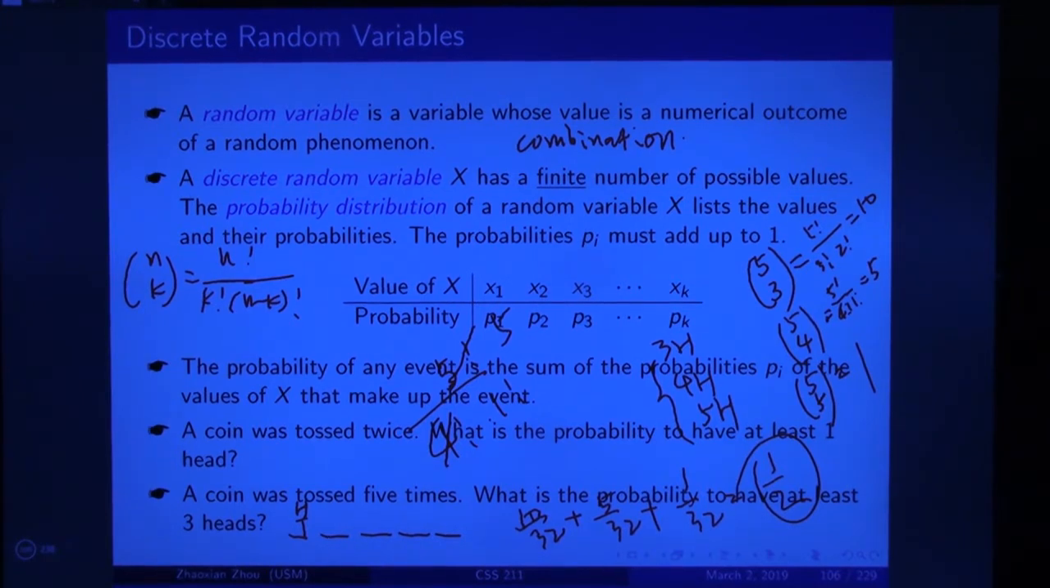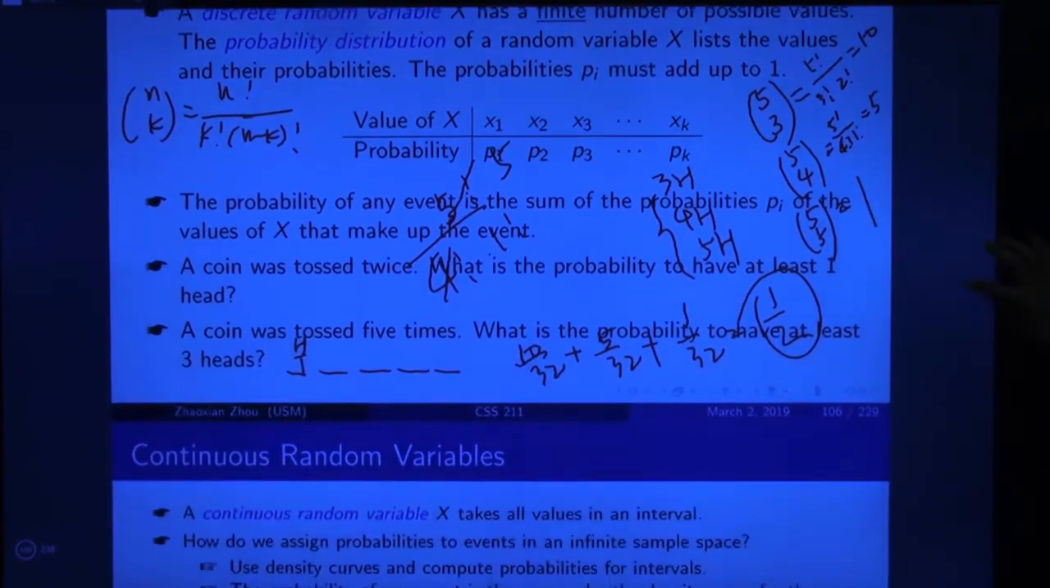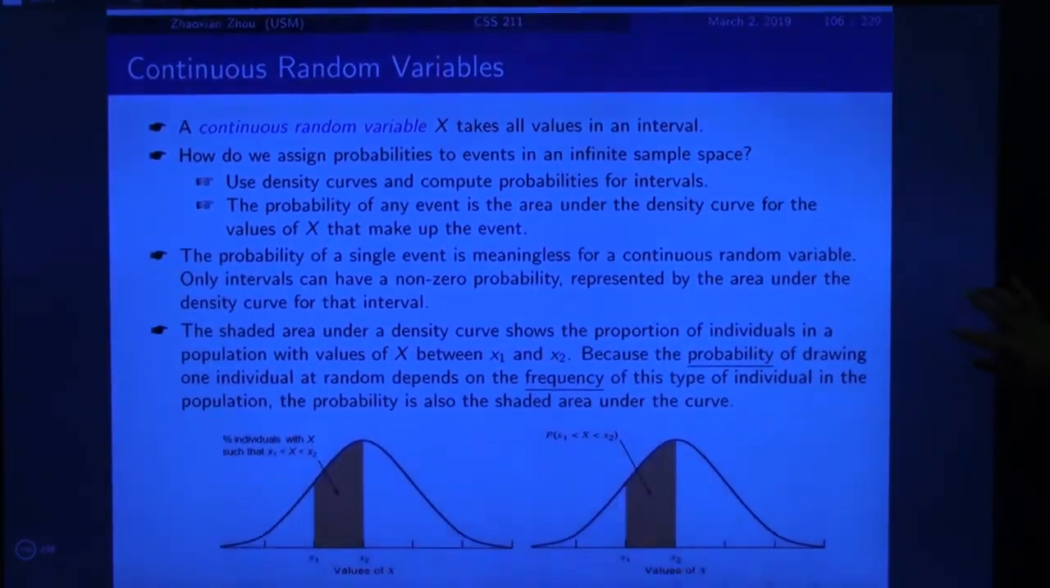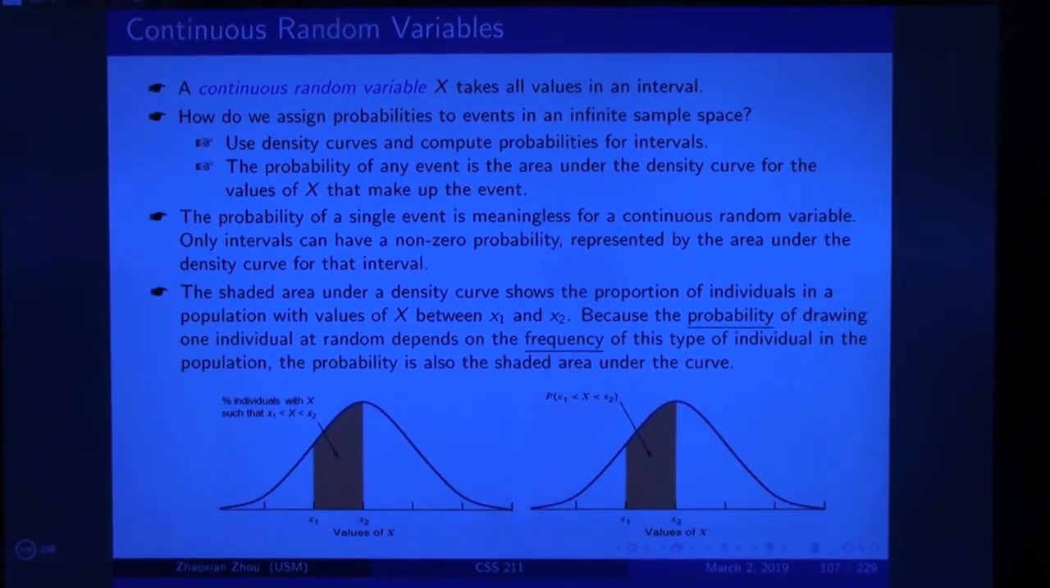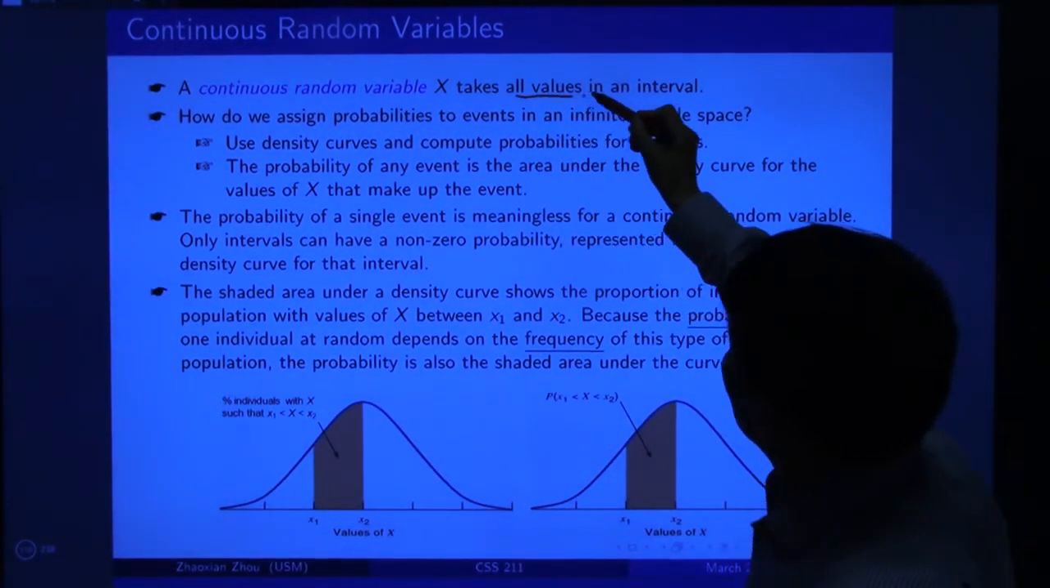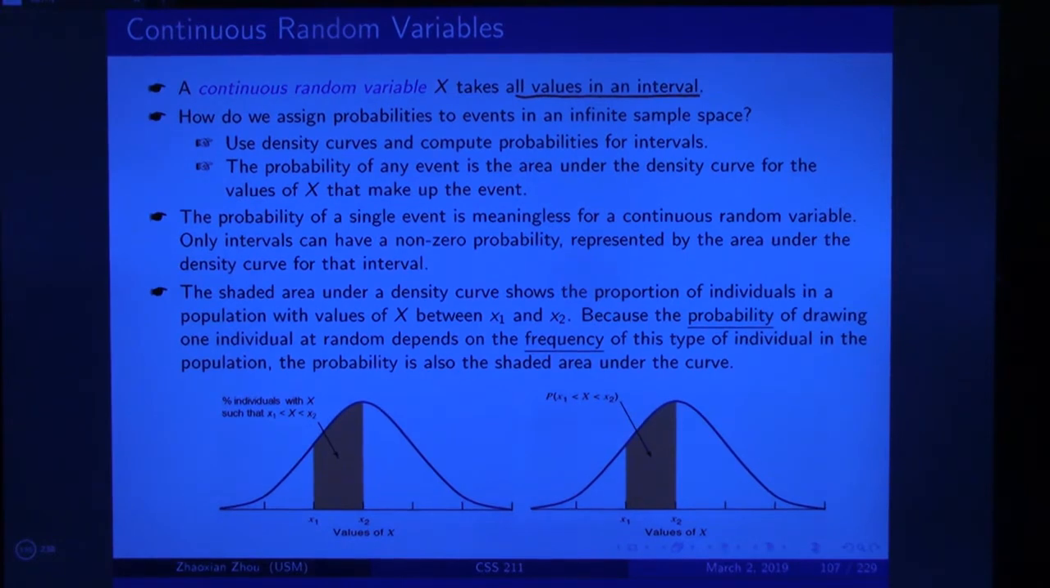Okay, so this finishes the discrete random variable. The next slide will be continuous random variable. Continuous random variable x takes all values in an interval. In the discrete case, this x can only take finite values. And here, x can take all possible values.